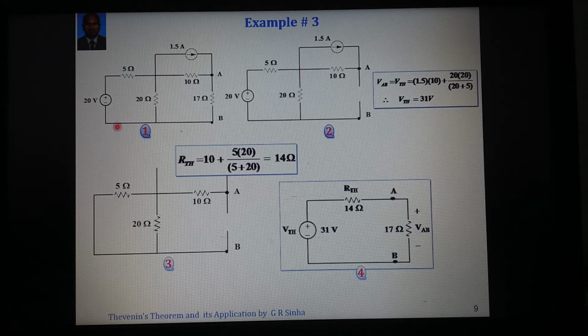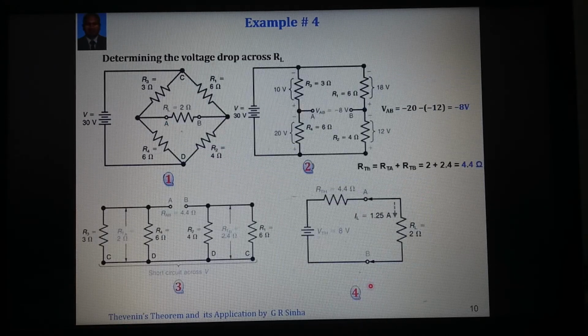How will we determine the Thevenin resistance now? There are two sources. The voltage source becomes a short circuit and the current source becomes an open circuit. So 5 and 2 become parallel and they are finally connected in series with 10. This becomes 14 ohm. Finally, the equivalent circuit can be drawn as 31 volt in series with 14 ohm. The load of 17 ohm is now connected back. If someone asks what is the current through this load and what is the voltage across the load, we can easily determine it. The current is 31 divided by 14 plus 17, so 1 ampere is flowing in the circuit. And the voltage across AB is 17 volt.